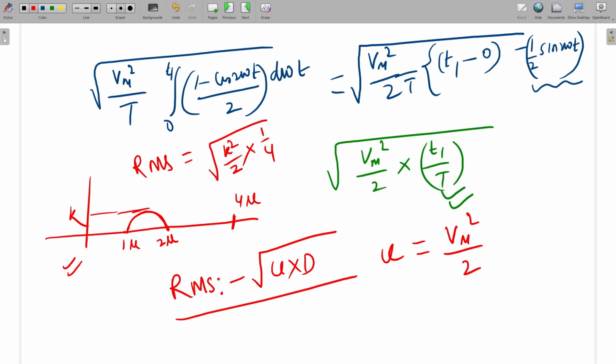So for any big waveform, some portion of which is a sinusoidal waveform, you can directly write U and then U into D. Is it clear to all? Or should I explain again?